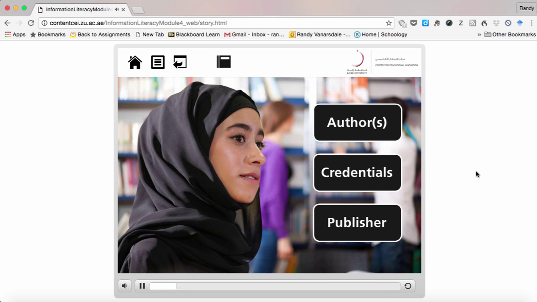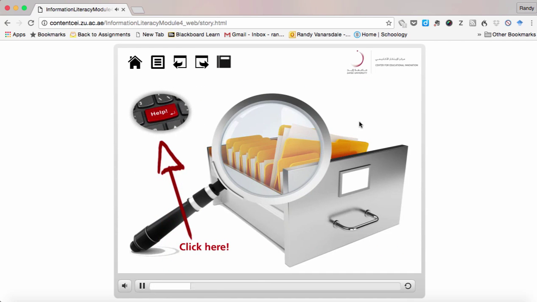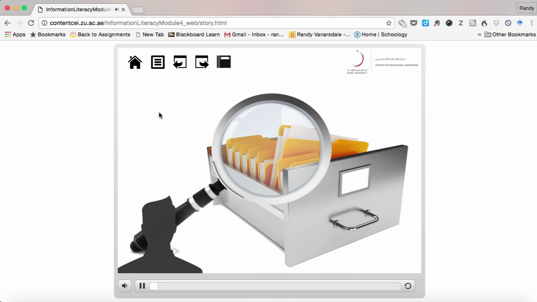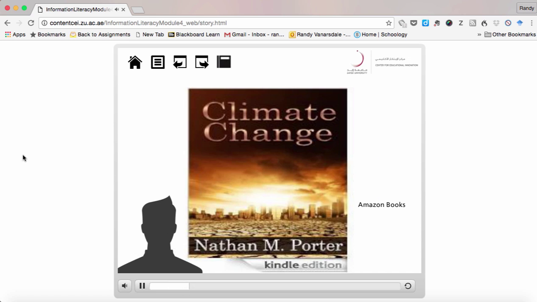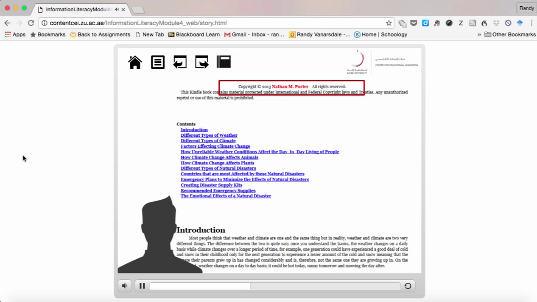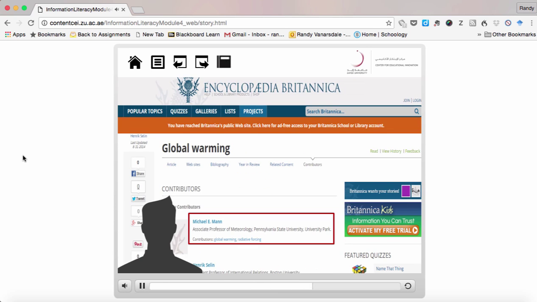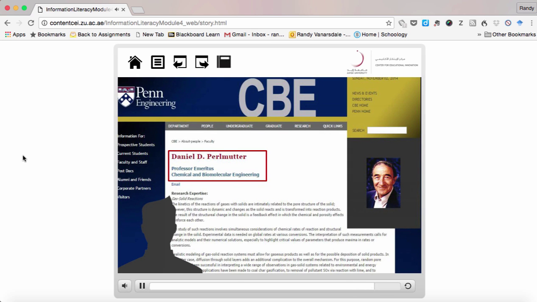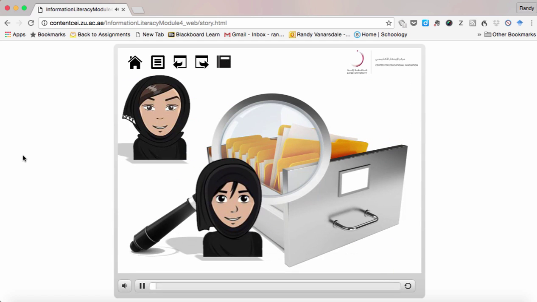Select one of the three choices. Find out who the author is. The author's name appears on the title page of a book, on top of the first page in an article or a book chapter, at the beginning or end of an encyclopedia article, and at the top or bottom of a web page. Great. Let's find the author's name.